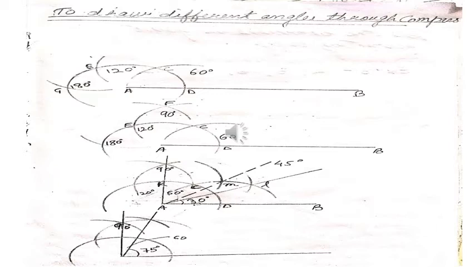Now on the second figure you can see that AB is drawn, and from point C, with the same radius, make an arc, and from E make an arc, and the point at which they both intersect will frame a 90 degree angle. Clear? Now come on the third figure. We have already discussed 60, 120, 180 and 90. Let's discuss 45 and 30 degrees.